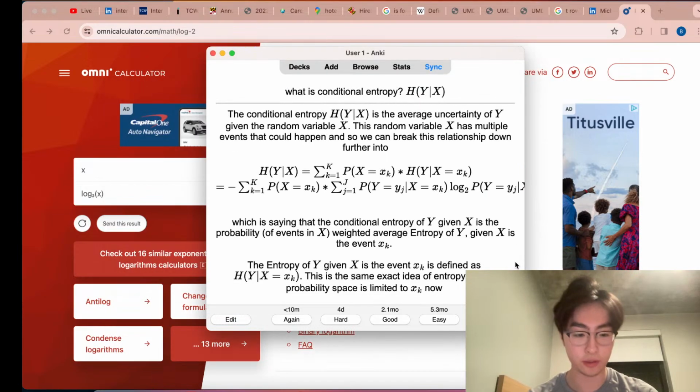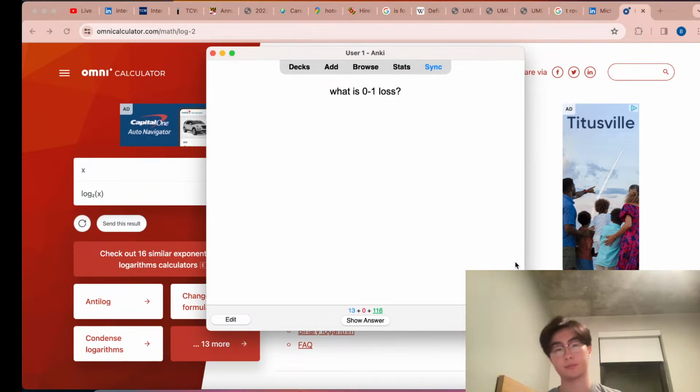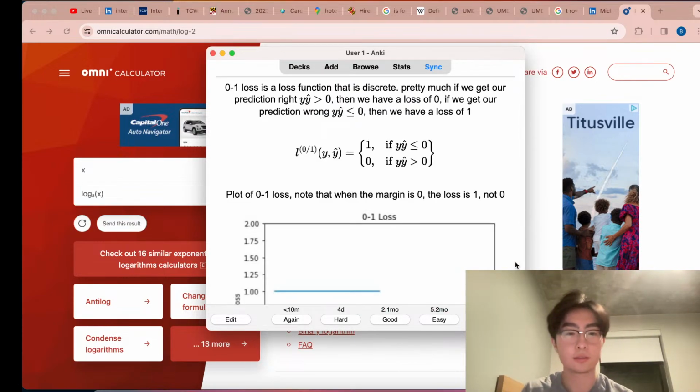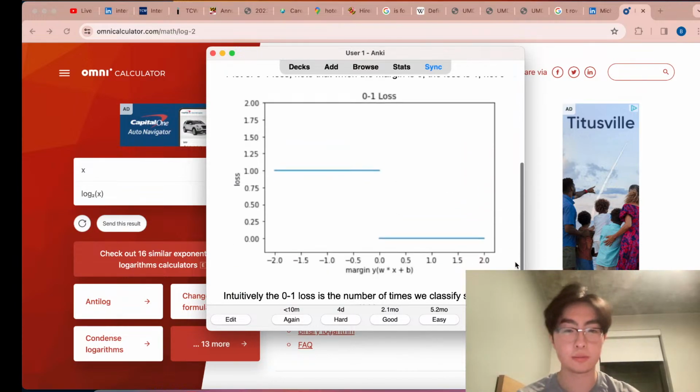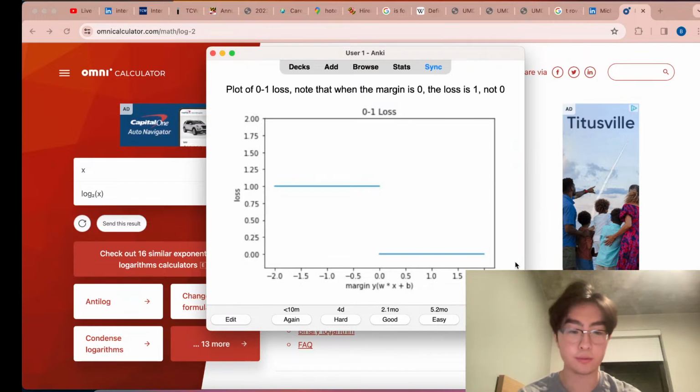So I'm going to say this is pretty hard. 0-1 loss is a loss function, and what it says is if you get it wrong, there's 1 loss. If you get it right, there's 0 loss. So it's just counting the number of times your classifier gets something wrong. If it's wrong, the loss is 1, not 0.